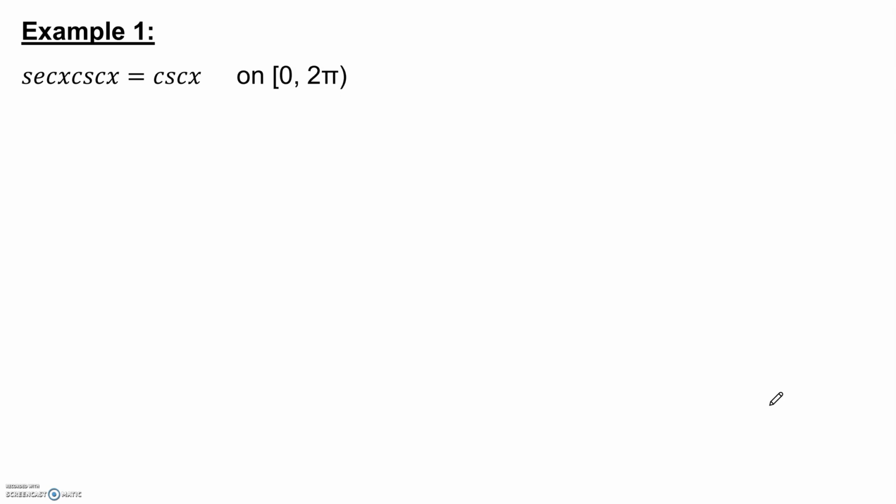And the thing is, the secant and cosecant don't cancel out. So what I'm going to do is subtract cosecant from both sides. And that makes this equal 0. And then we have secant of x, cosecant of x minus cosecant. Okay, secant of x. They both have a cosecant in them, so let's factor out the cosecant.